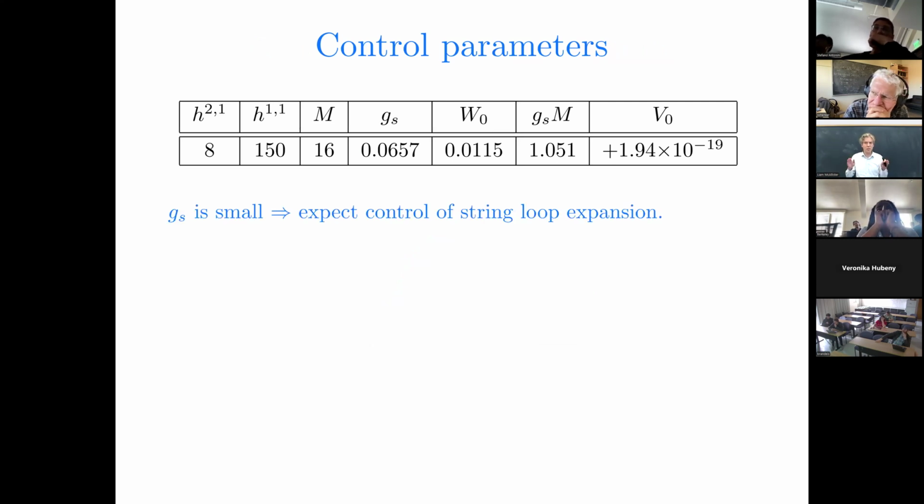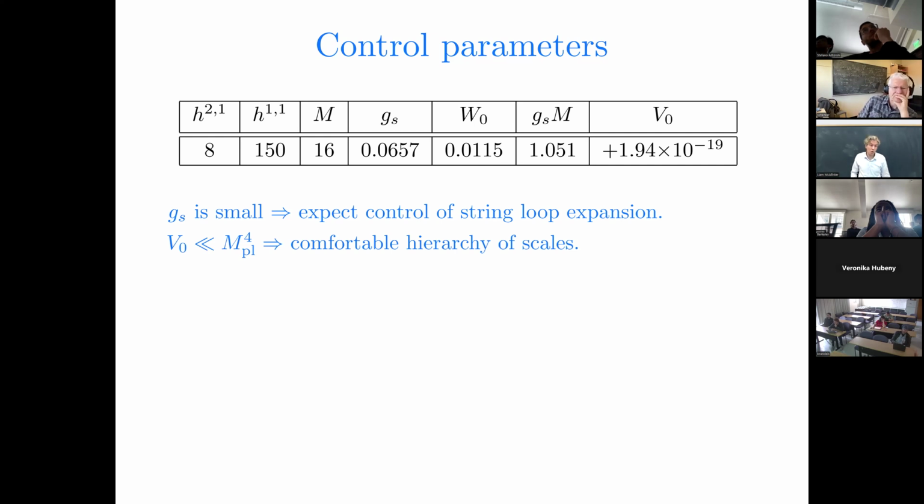First of all, G string is really small. 0.06 is much smaller than the values that one often has to deal with in any kind of realistic construction. After all, in the standard model, we deal with loop counting parameters that are order a third without much trouble. So this is comfortably small. We expect control of the string loop expansion. Of course, because I can't compute to high order in the string loop expansion, I can't prove to you that it's under good control, but I really don't lose any sleep about that.